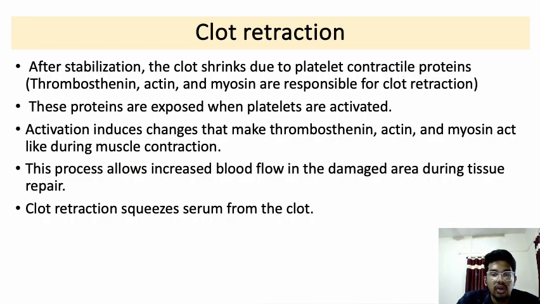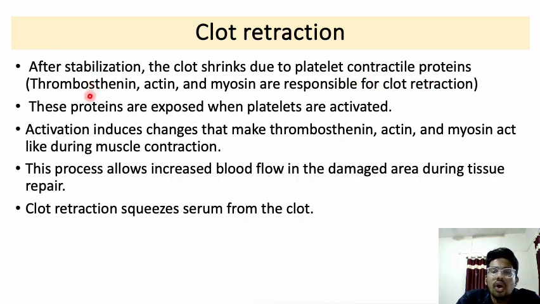The next step of the clot: now the clot secondary plug is formed. The clot will retract. Clot retraction means after the stabilization, the clot will shrink due to the platelet contractile protein. I have said that like in muscles, where actin and myosin are present, apart from that, thrombosthenin is also present for the clot retraction.